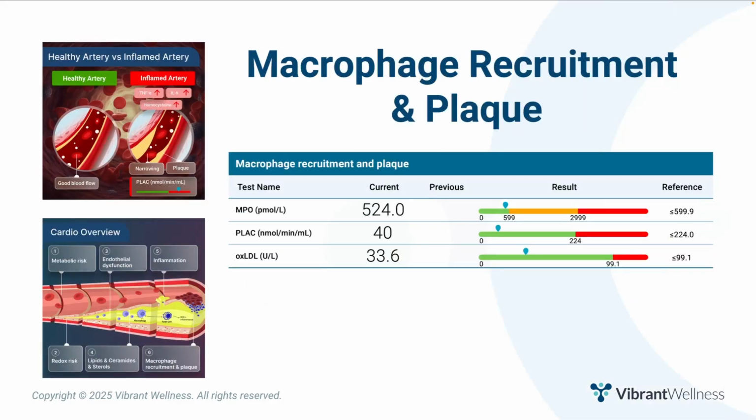Testing for macrophage recruitment and plaque formation assesses key markers involved in the inflammatory processes that drive atherosclerosis. This includes MPO, aka myeloperoxidase, which contributes to the recruitment of immune cells in the arterial wall where they promote plaque formation. PLAC is an enzyme that can assess the amount of inflammation in your arteries due to buildup of cholesterol. And oxidized LDL is a critical player in the inflammatory cascade that destabilizes plaques and contributes to atherosclerosis, leading to higher risk of cardiovascular events such as heart attack and stroke.